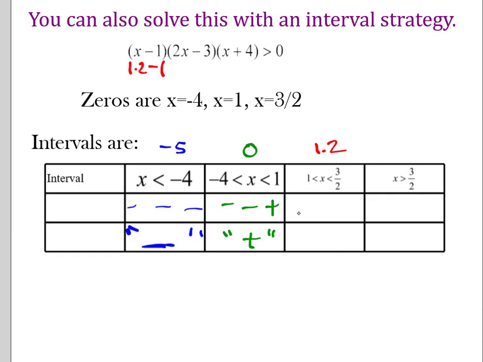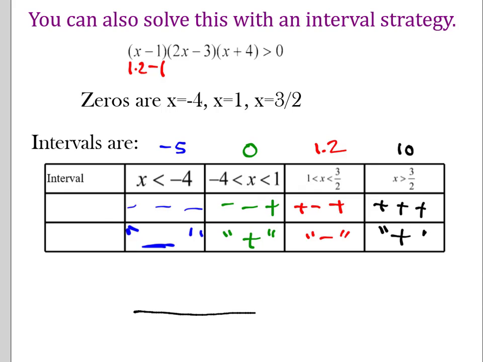minus 1 is going to be positive. 1.2 times 2 is 2.4 minus 3, so the next bracket is negative. And then the last bracket is positive, so we're back to a negative again. And then lastly, we'll finish with a black marker here. Let's just choose 10 because it's easy. So that'll be positive, positive, positive, and that product is positive.